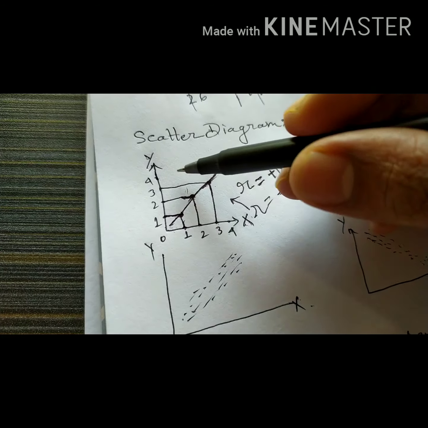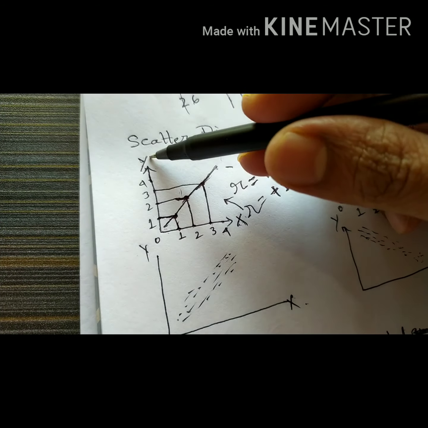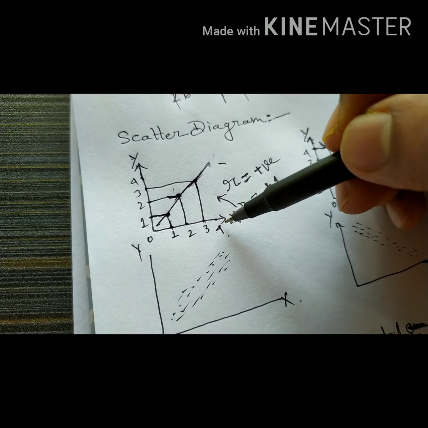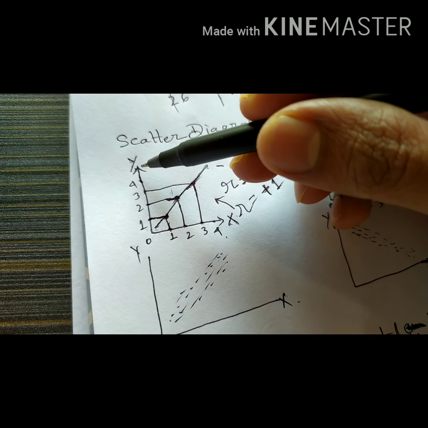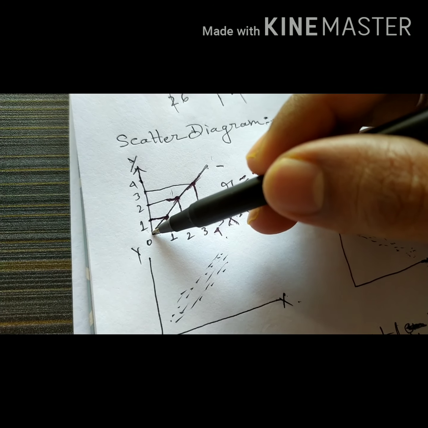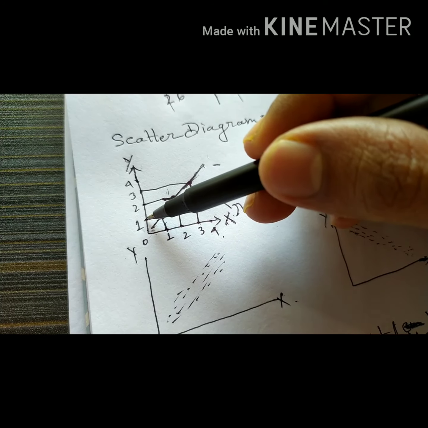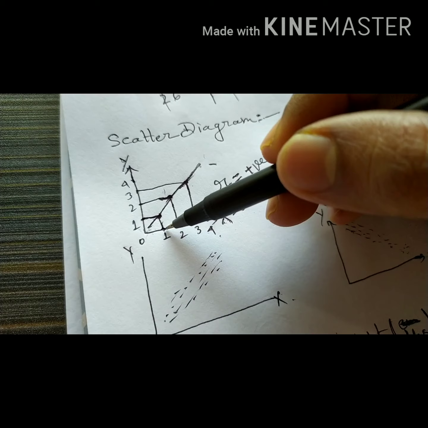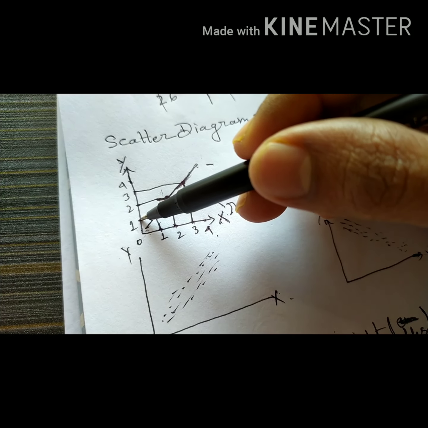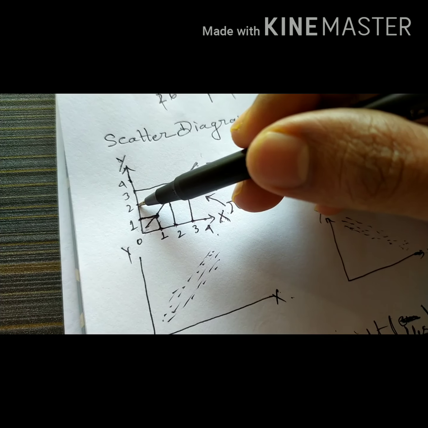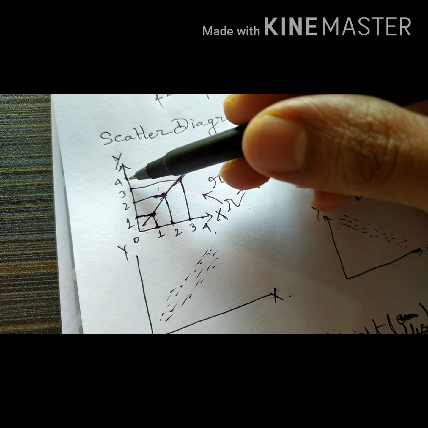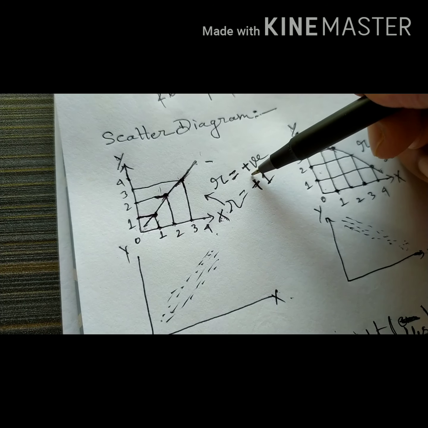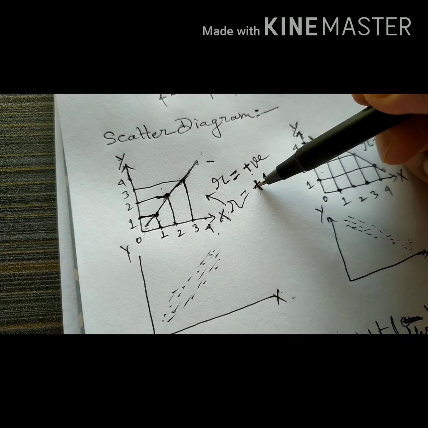First see this diagram. Here we have seen the positive relationship between x and y. How? X is along the horizontal axis and y is along the vertical axis. When x is increased by 1 unit, y is also increased by 1 unit. When x is again increased by 1 unit, from 1 to 2, y is also increased from 1 to 2. In such a way it is increasing, and the value of correlation between x and y is positive, meaning it is always +1.